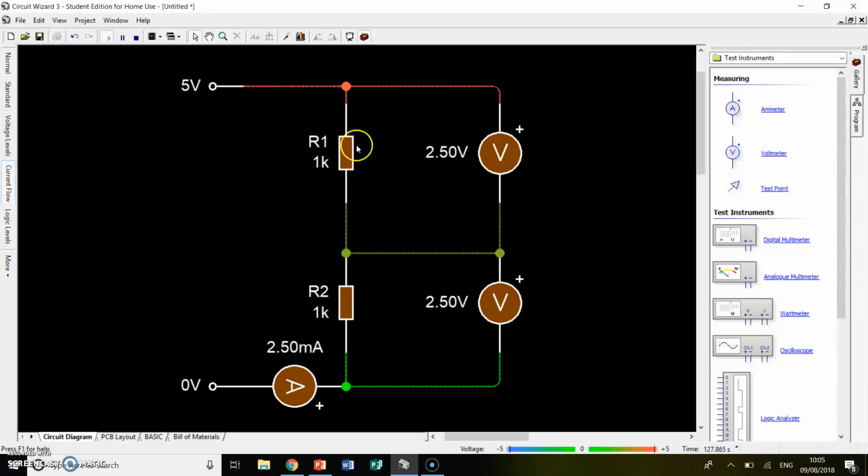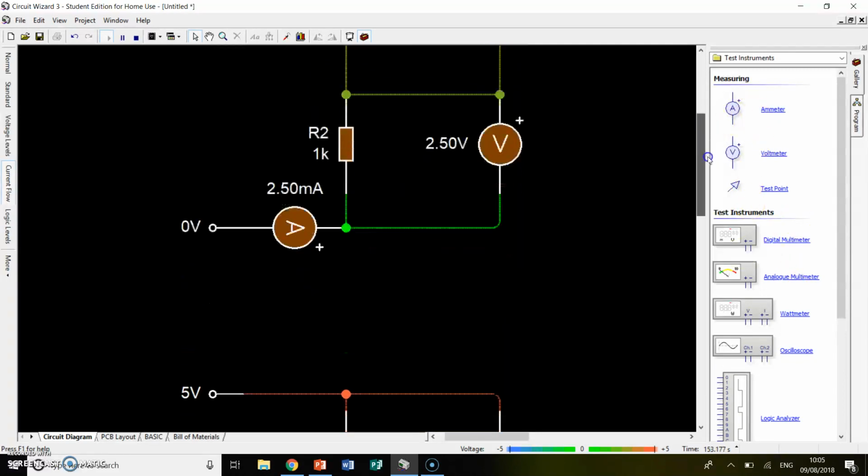So we've got two resistors. They both have the same resistance. They're both 1K, which means that they divide the potential equally. So our potential difference, our voltage, is 5 volts. Both of these have the same value, so they literally divide the 5 volts in half and we get 2.5 volts across each resistor.